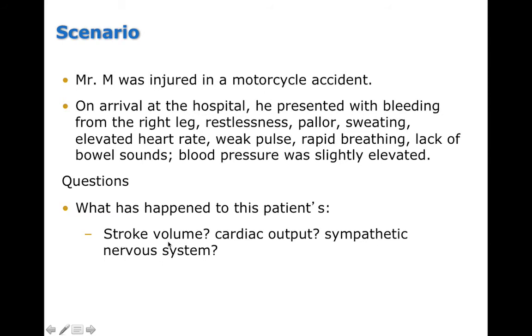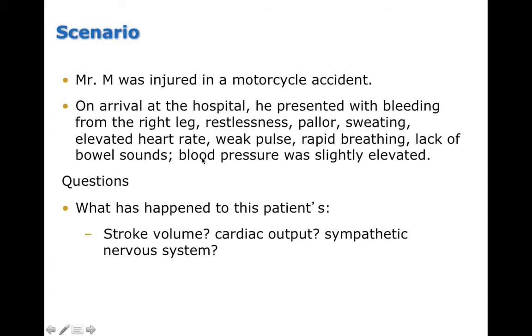Well, this patient's stroke volume may have increased. However, due to the fact that their heart rate's elevated, it's more likely that their stroke volume actually has decreased, and that their heart rate is increasing to compensate for the decrease in stroke volume. And if your heart rate increases enough, this could actually increase blood pressure a little bit. This would be one of the compensatory mechanisms of shock.